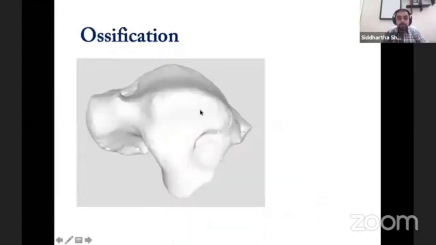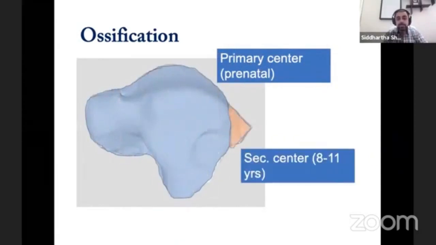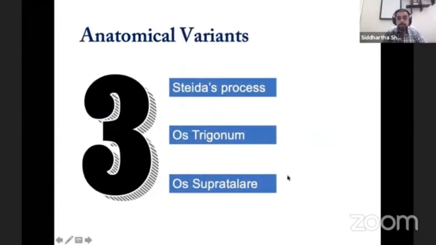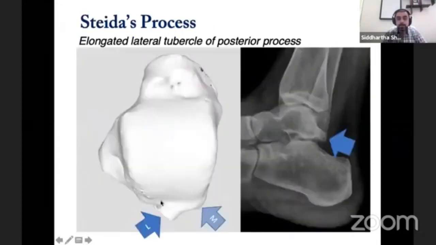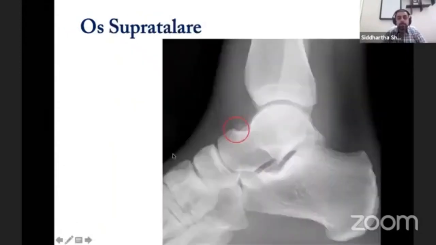So the talus develops from a primary ossification center, which is present before birth, and there is a secondary ossification center for the posterior process, which develops around 8 to 11 years of age. Now, there are three important anatomical variants that you should be aware of. The Stieda's process is nothing but an elongation of the lateral tubercle of the posterior process. The os trigonum happens when the secondary ossification center of the posterior process does not fuse. Both of these conditions can lead to a posterior ankle impingement. Now, the os supratalare is rare, but this is an accessory ossicle on the dorsal surface of the talar neck.